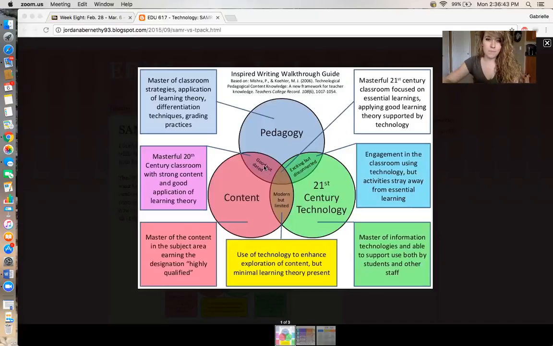But what I hope for by the end of the semester, and definitely by the time I get to student teaching, is to get into the sweet spot and be able to teach my students in the most effective way that I can possibly do so.